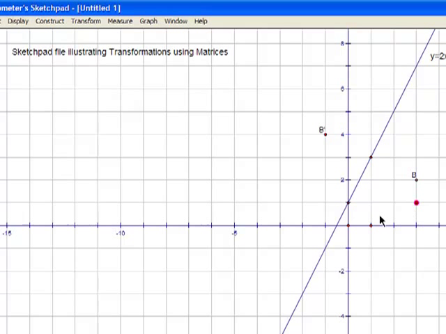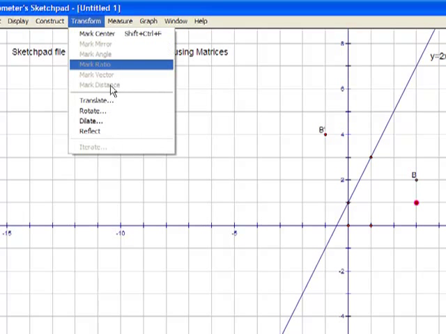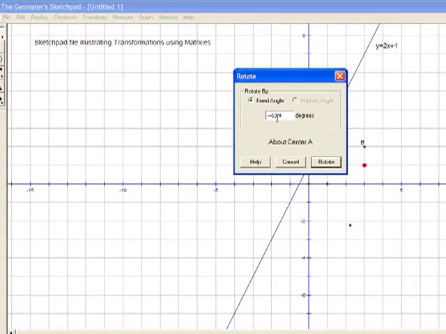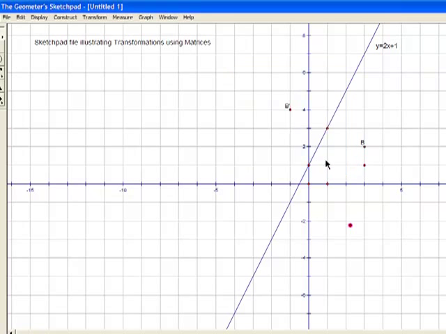Now we can rotate this point about the origin. So let's mark the origin and let's rotate it negative 63.4 degrees. I got that number from using the inverse tangent for the line y = 2x. That's the angle that it makes with the x-axis. So when we rotate it negative 63.4 degrees, this point is rotated down here.